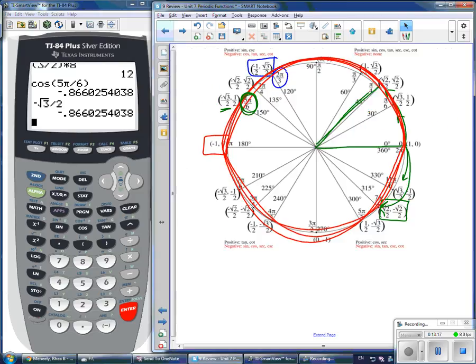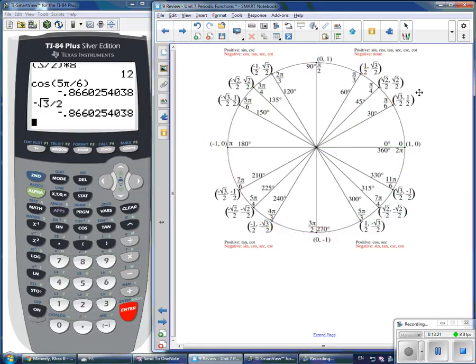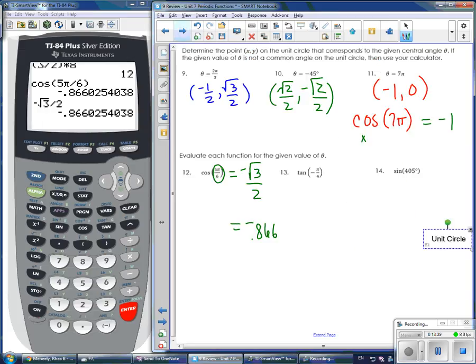Negative pi over 4, and actually let me clean this up a little bit. Let me erase this circle. So negative pi over 4, since I'm going in the negative direction, if this is positive pi over 4, then I want to go in the negative direction, which is going to put me at 7 pi over 4. And the coordinates associated with this point are the square root of 2 over 2 and negative square root of 2 over 2. So let me just keep that in mind. It's the square root of 2 over 2 and negative square root of 2 over 2.